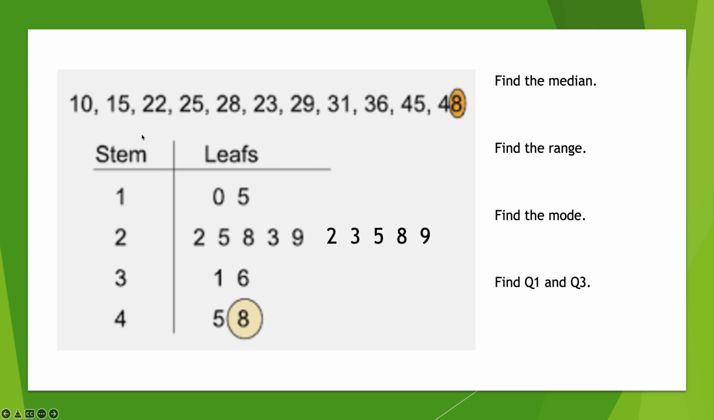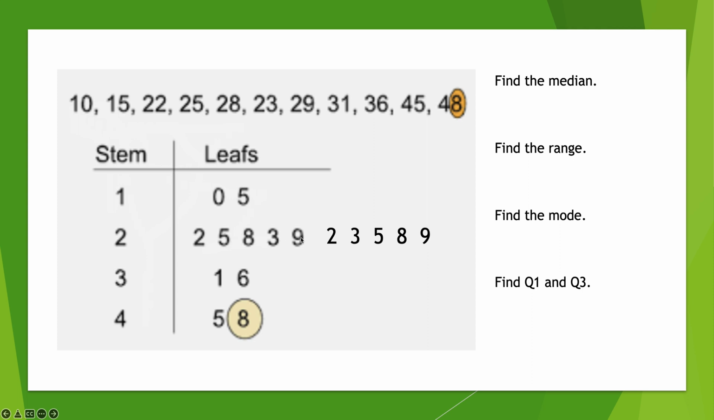And a stem is basically the grouping that starts it off until it breaks down into units, which are the leaves. So the stem here, I have 10, which I represent only as a 1, 20, which I represent only as a 2, 30 as a 3, and 40s as a 4. And then I just write the leaves, which are the unit digits. So it's 0 and 5, and then 2, 5, 8, 3, 9.